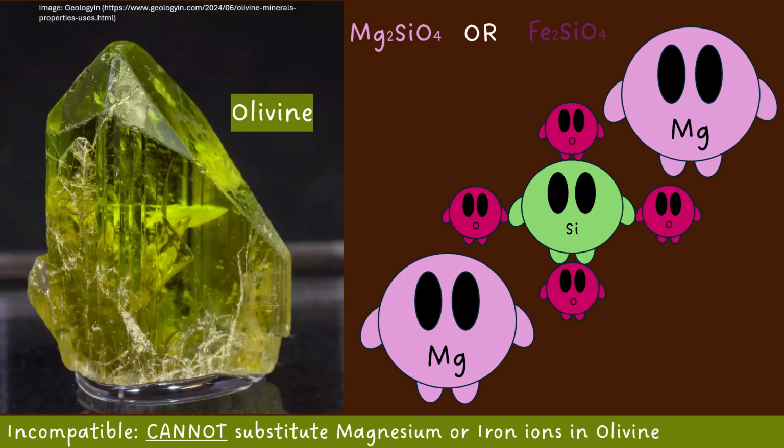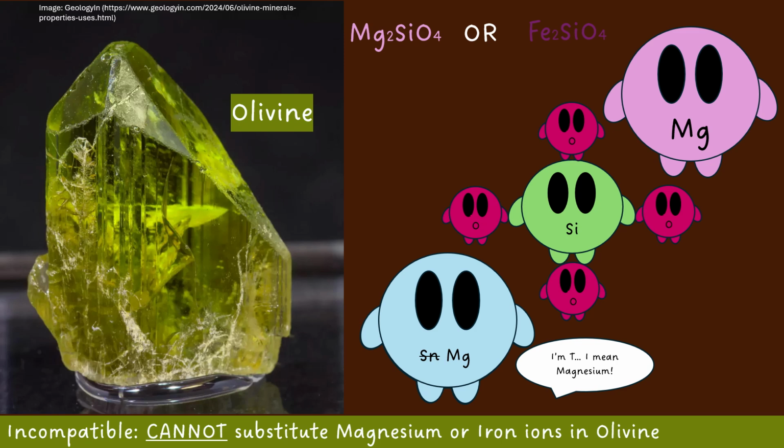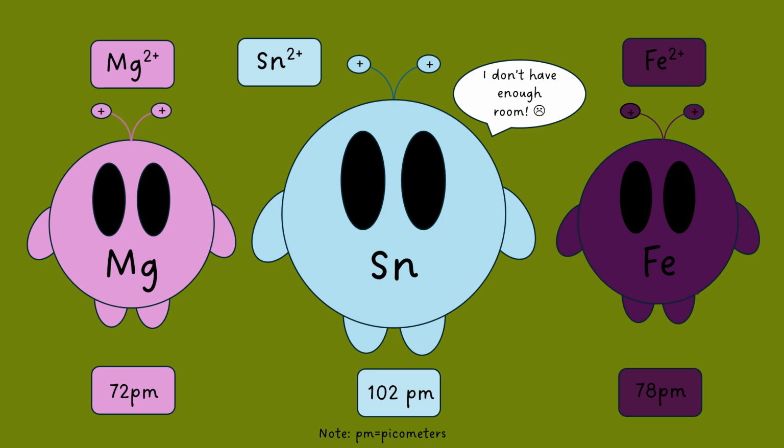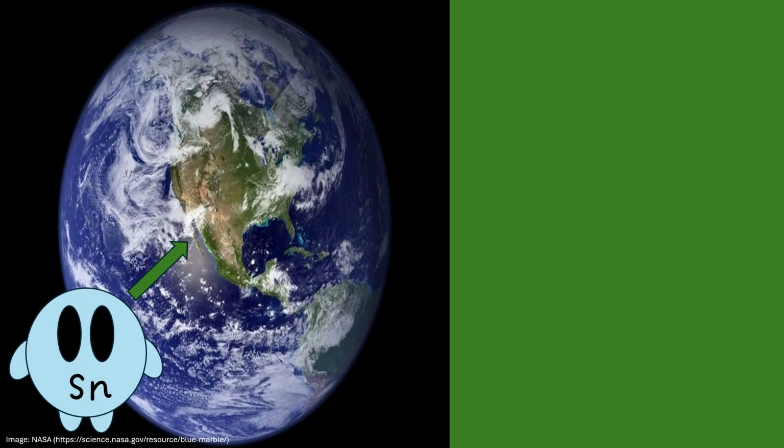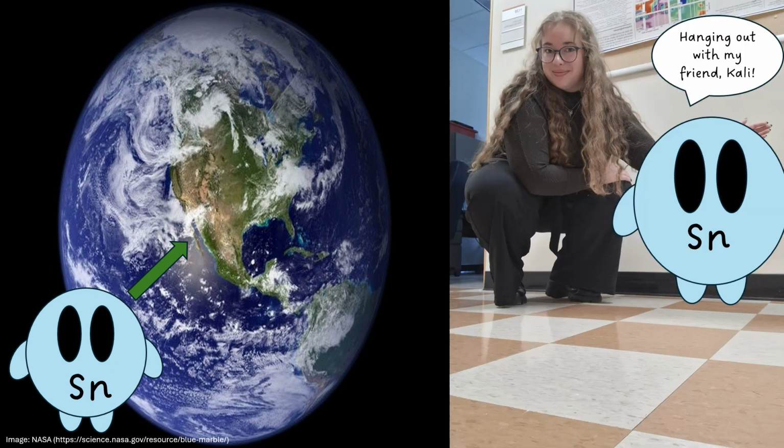An element is considered incompatible when they are unable to substitute the magnesium 2+ ions or iron 2+ ions in olivine, one of the most common minerals in the mantle. This is because the chemical properties differ too much from magnesium or iron. For tin, tin 2+'s ionic radius is too big, and for tin 4+, the charge is too big. So far, we've learned how tin became incorporated into our Earth. Now it's time we learn how we incorporate tin into our lives.